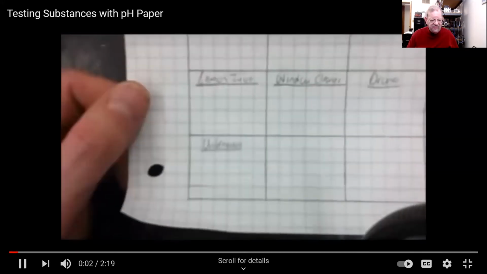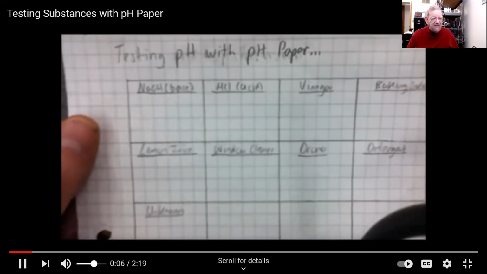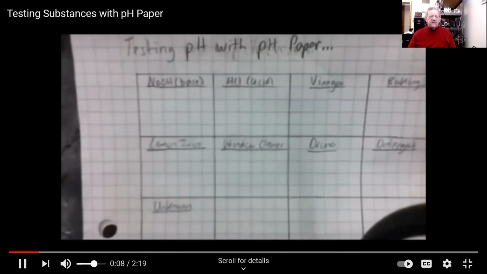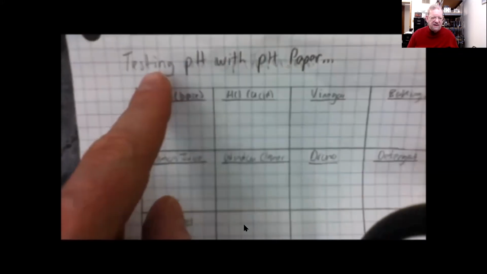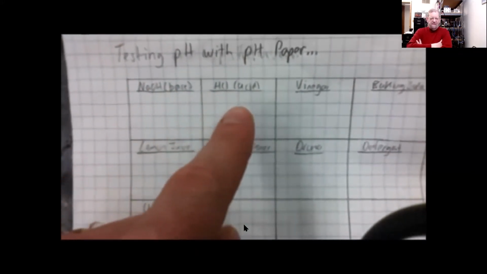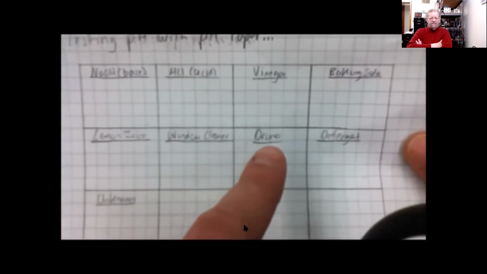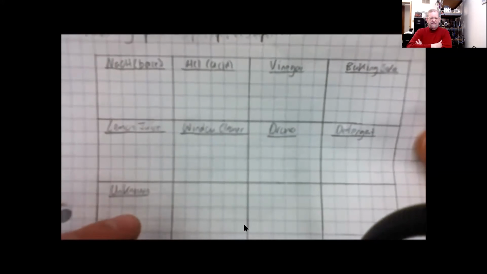Okay, this is the video where we're going to be testing various solutions with pH paper. So you can write down a chart, give it this heading or title, testing pH with pH paper. We've got sodium hydroxide base, hydrochloric acid, vinegar, baking soda, lemon juice, window cleaner, Drano, and detergent. Don't worry about that last row. We actually don't have an unknown. So we're just going to test 8 items.